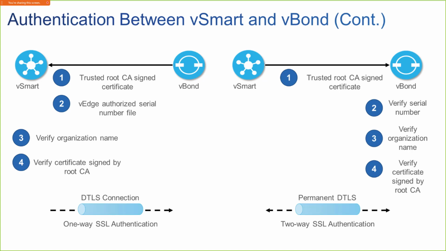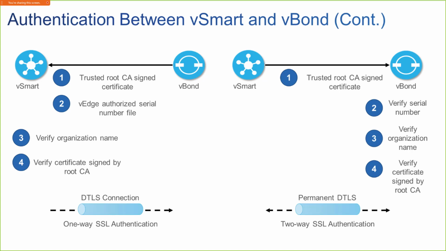I'm just going to walk through the process for each of these next few slides, because they're really just documented processes that you can read about. But each device authenticates each other in parallel. All right, so in this case, we're going to talk about what happens between the vSmart controller and the vBond orchestrator. First thing that happens is the orchestrator sends its trusted root CA signed certificate to the controller. That would be its public certificate. The orchestrator sends the vEdge authorized serial number file to the controller.